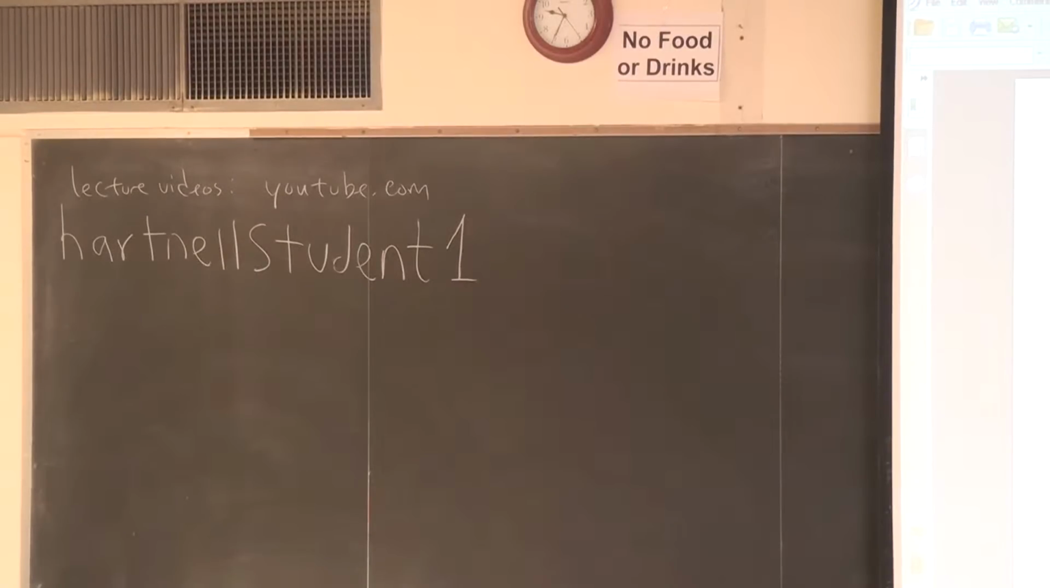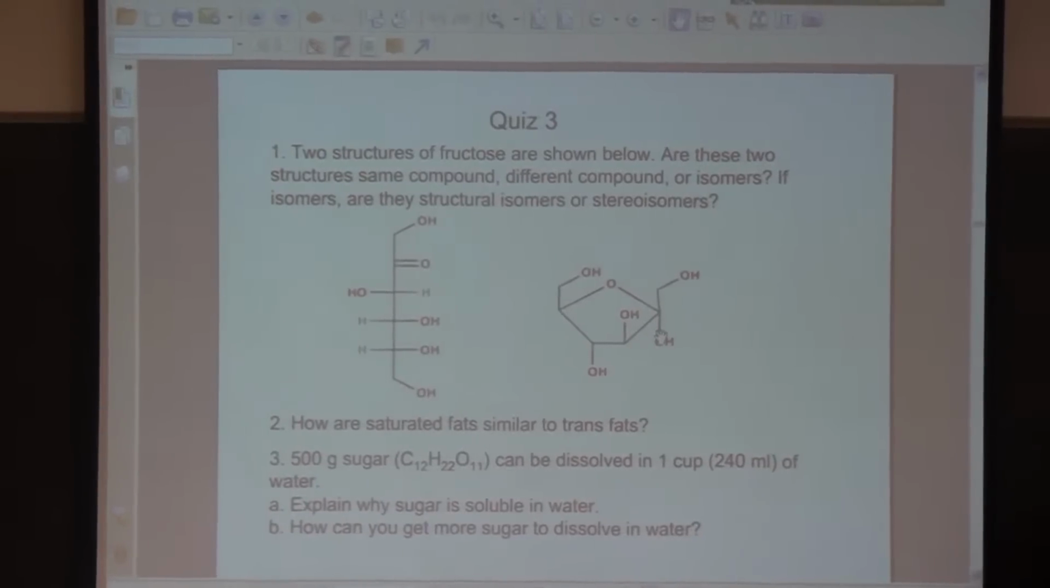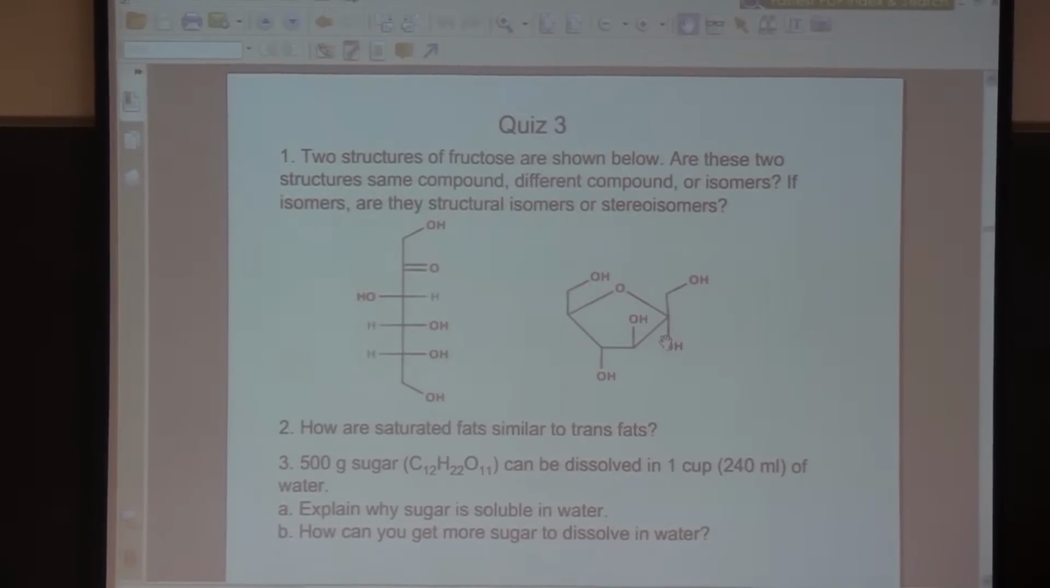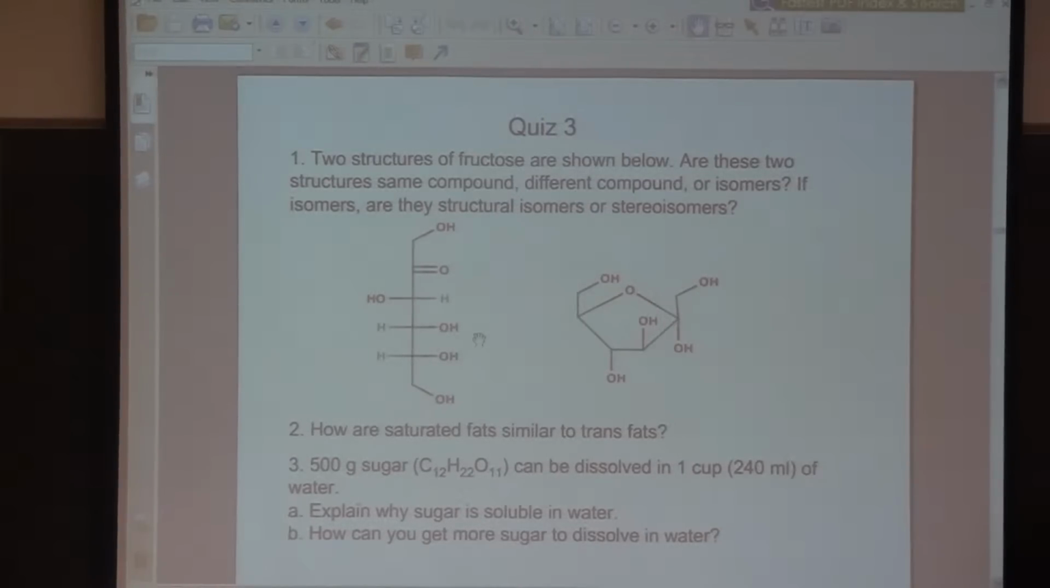Okay, so this is quiz 3 from last Thursday. So here's the mistake I made. I forgot to put an oxygen right here. If there was a hydrogen here and not the oxygen, it would be a different compound because they're supposed to be structural isomers. So these two compounds here are structural isomers. Without that oxygen, the chemical formula is different, therefore they're different compounds. Anyway, I didn't grade question 1 since I made a mistake on that.